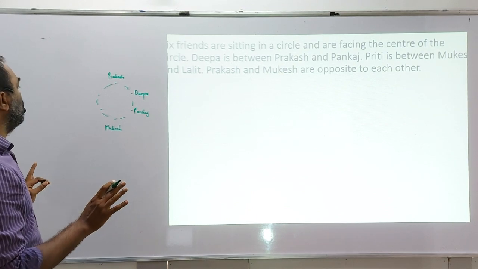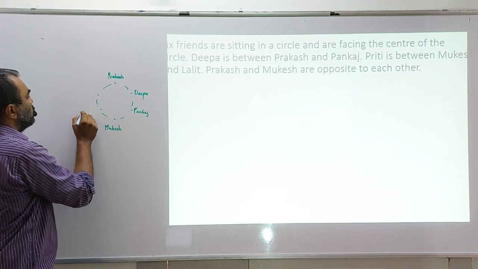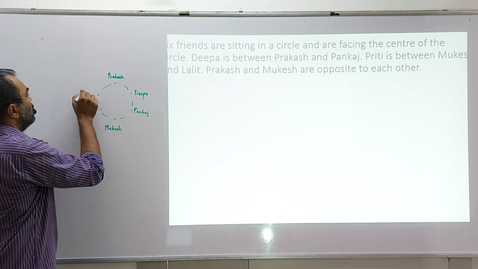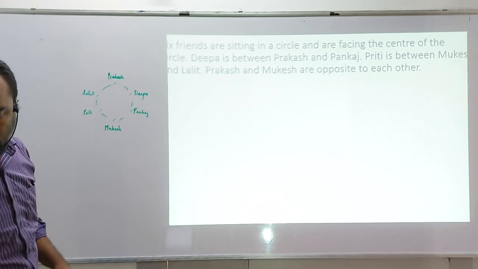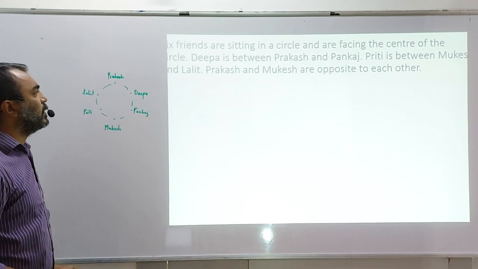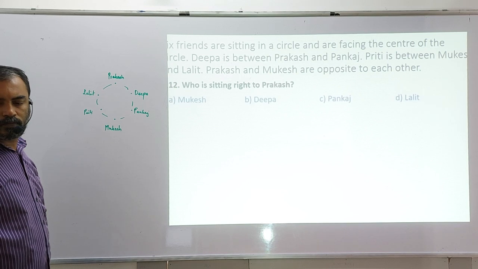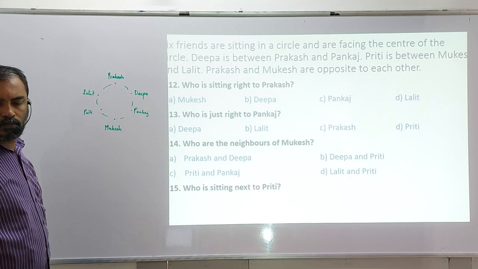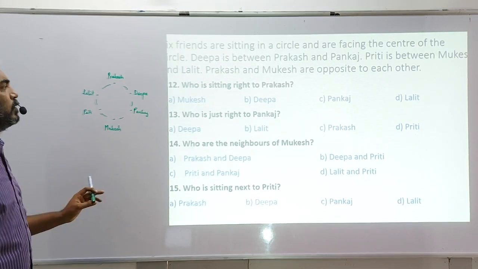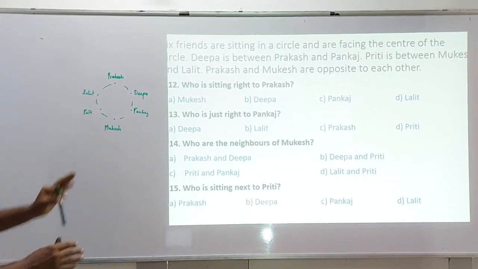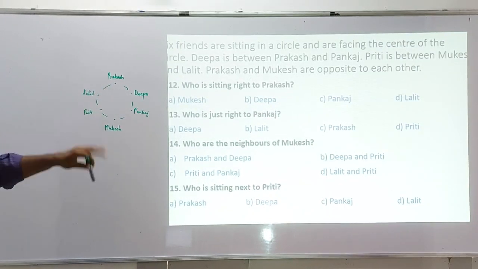Preeti is between Mukesh and Lalit. So Mukesh is here, so I should put Preeti here because Preeti is between Mukesh and Lalit. Now no other instructions are mentioned. There is nothing else to be done here, I guess. See the question for yourselves and now think. I have done this diagram only based on the data I had. Nothing else is asked. But now we'll see the options and see if we need to change the diagram.